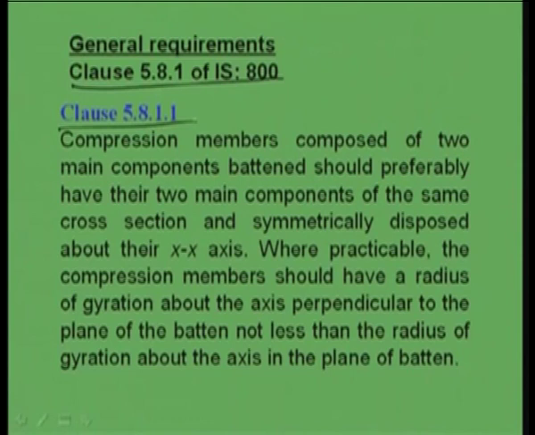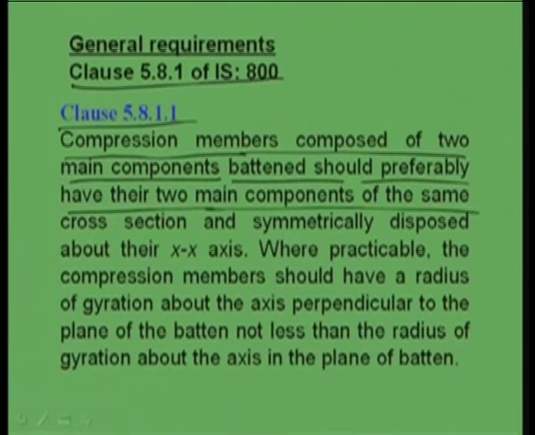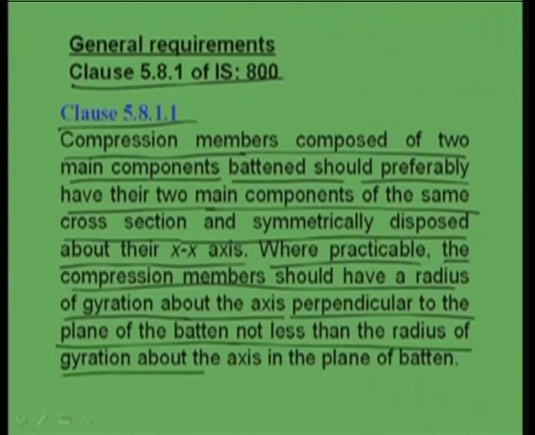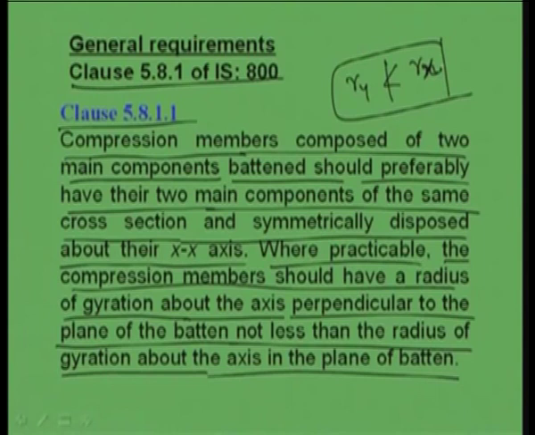So, if we see the first para, clause 5.8.1.1, what it is telling, let us see. It tells that compression members composed of two main components battened should preferably have their two main components of the same cross section, right, and symmetrically disposed about their x axis. So, the main component members should preferably be symmetric. Where practicable, the compression members should have a radius of gyration about the axis perpendicular to the plane of the batten not less than the radius of gyration about the axis in the plane of the batten. That means ry should preferably be greater than rx. So, these things have to be preferably maintained. This is the codal provision in 5.8.1.1.